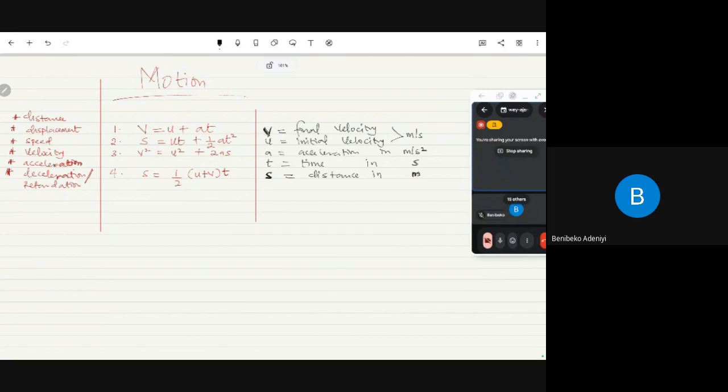Now you might want to ask the question: we see this V, final velocity, U, initial velocity, A, acceleration, T, time, but where can we see this S as distance? My dear, that's part of the best theorem that you have to know.